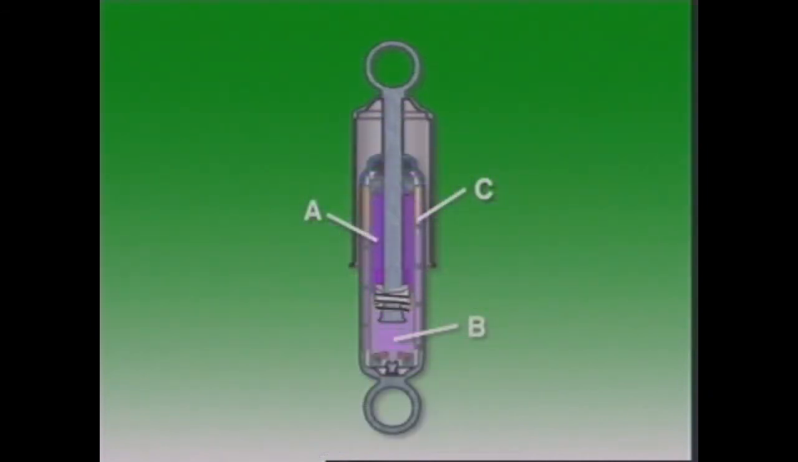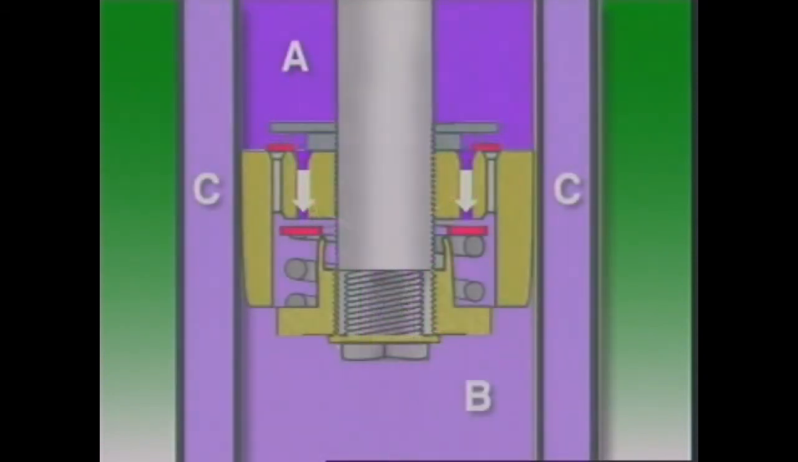In the rebound or extension phase, the piston and rod move upwards and the volume of chamber A is reduced. Chamber A becomes a high pressure area, and fluid flows through the extension valve in the piston into chamber B.